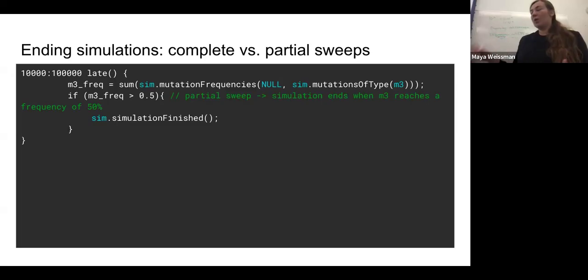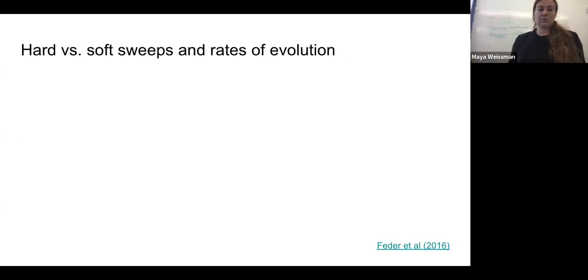So one way we can classify selective sweeps is based on what our ending condition is. The other way we can classify selective sweeps is based on how they start. So we can also classify sweeps based on whether they are hard or soft. This has nothing to do with their ending frequencies, but rather, like I said, how they're started.